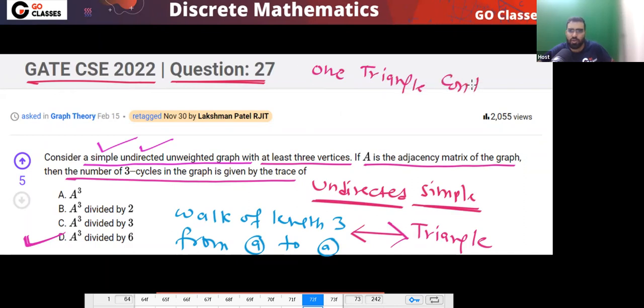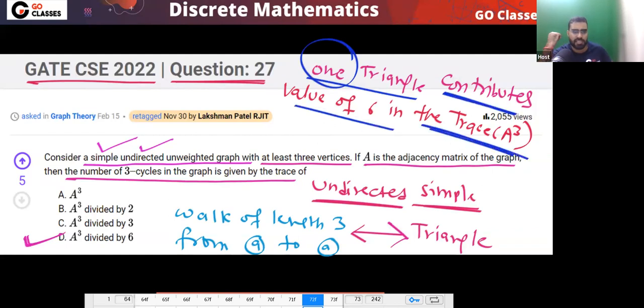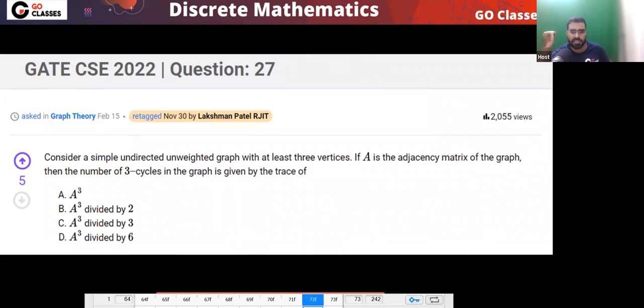What is the contribution of one triangle? One triangle will contribute a value of six in the trace of A cube. So you can notice, one triangle contributes a value of six in the trace of A cube. That is the reason the number of triangles, the number of three length cycles, will be trace of A cube divided by six. Very simple, isn't it?